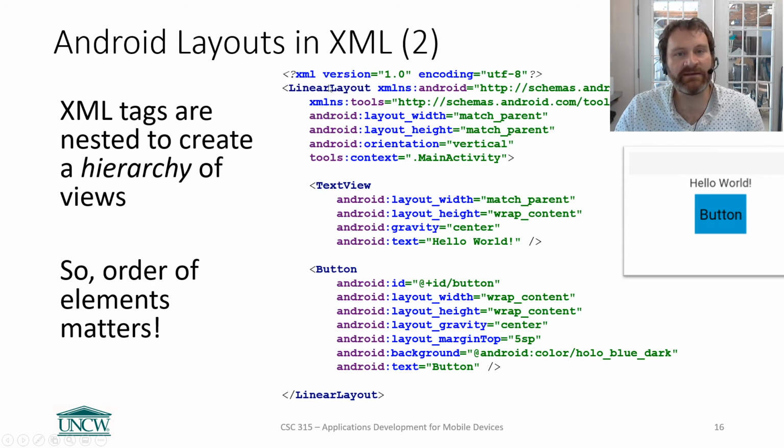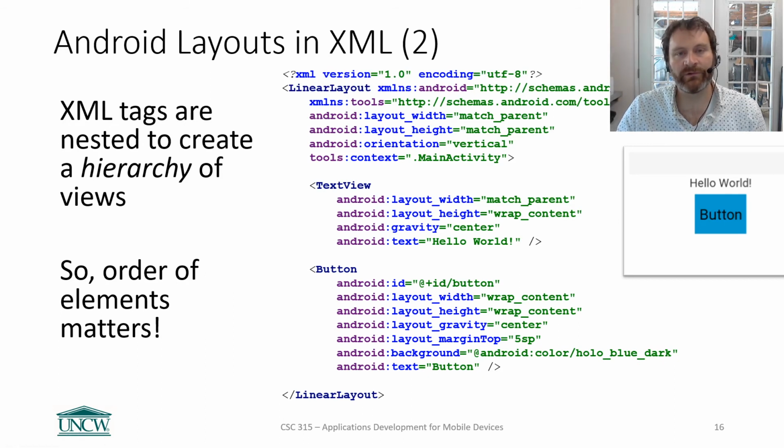You can only nest inside of layouts, inside of view groups. You cannot nest inside of widgets. That doesn't work. These two guys are widgets. Also, the order of these elements matters. Right here we've got the TextView appearing before the button. If you swap these around and move the button up here, the button is going to appear before the TextView.